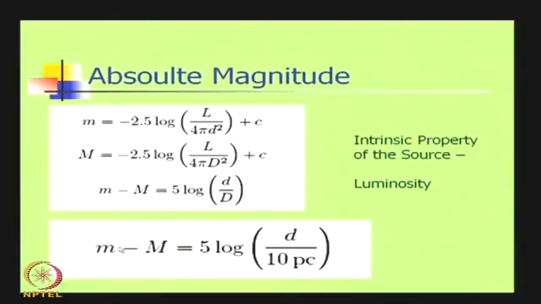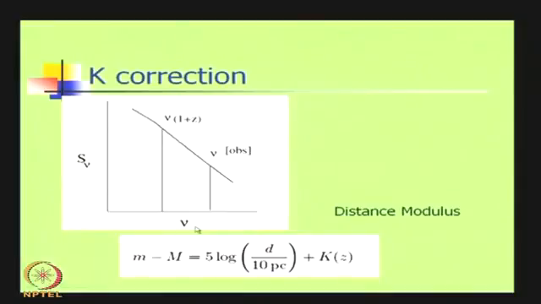Well, in terms of magnitudes, the difference m minus capital M is called the distance modulus, and it is related to the distance as 5 log the distance in units of 10 parsec. Okay. And all these supernova observations are discussed in terms of this distance modulus. Basically, cosmological observations are largely discussed in terms of distance modulus. There is a point which you have to remember, which I have not mentioned till now. This is called the K correction.